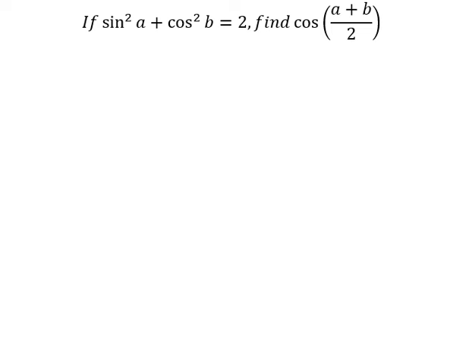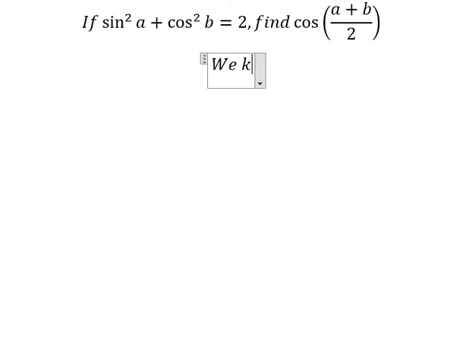Hello everybody, so today I will talk about trigonometry. If sine squared a plus cosine squared b equals 2, find cosine of (a plus b) over 2. So now I will show you how to answer.